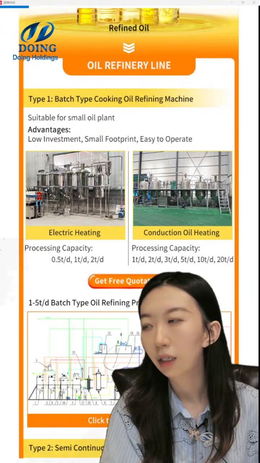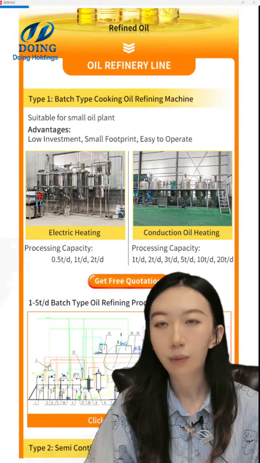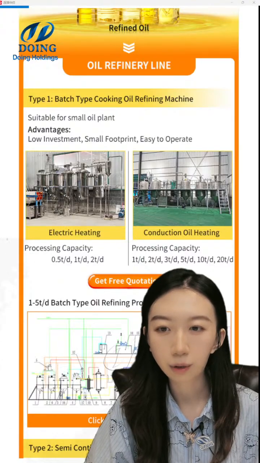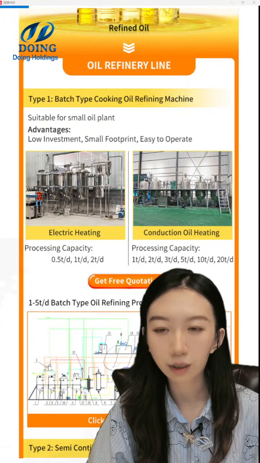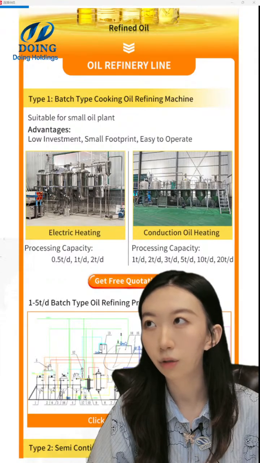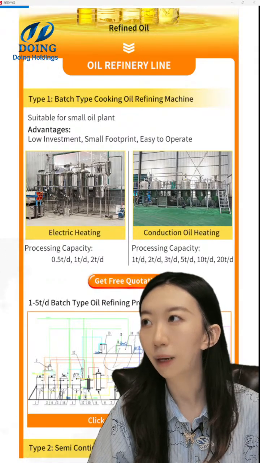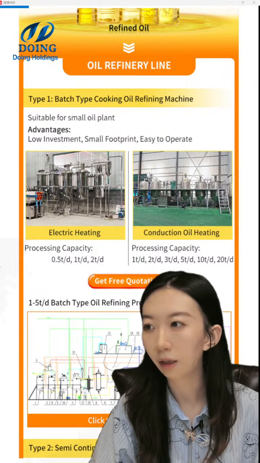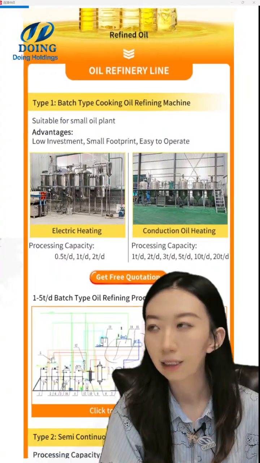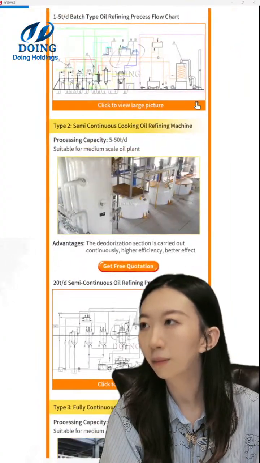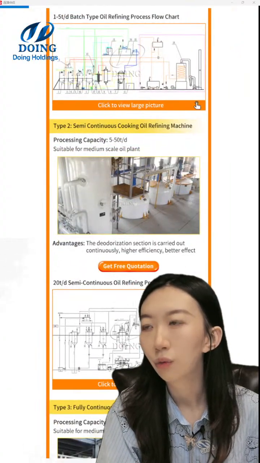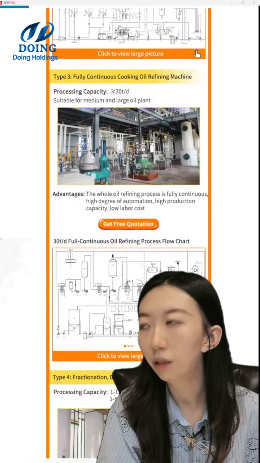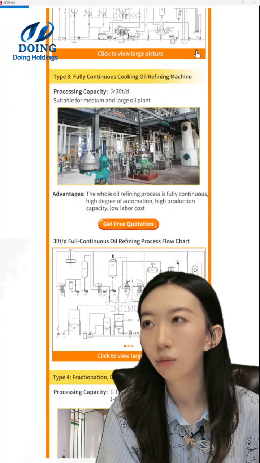And next, I will introduce three kinds of refining production lines for you. The first is the batch type refining production line, the second is the semi-continuous refining production line, and the third is the fully continuous refining production line.